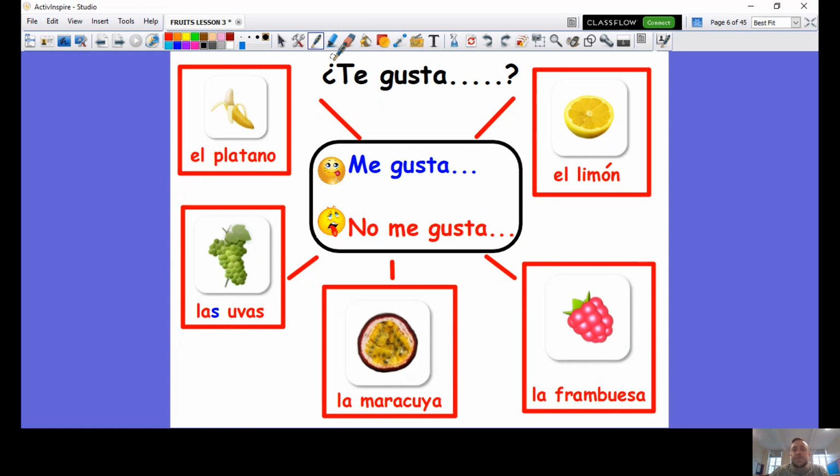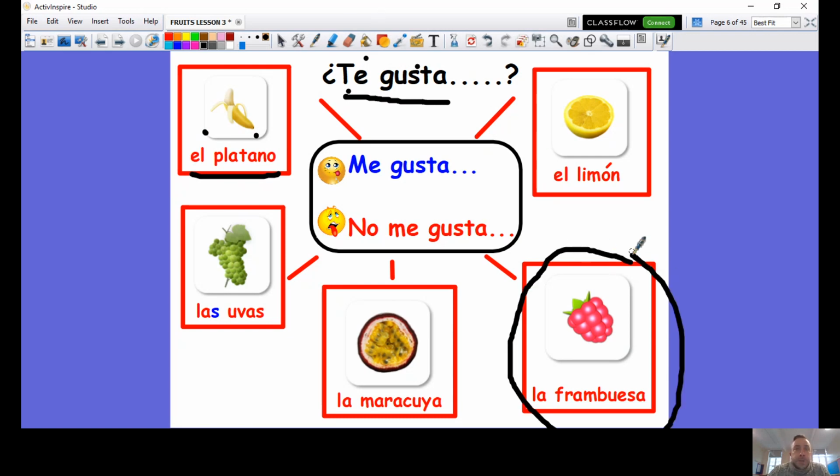Your turn. I want you to ask me in Spanish, do you like bananas, Mr. Bell? Your question will be, ¿te gusta el plátano? Get your question ready for Mr. Bell. 3, 2, 1. Me gusta el plátano. Well done. Ask me one more question about raspberries. Say to me, ¿te gusta la frambuesa? 3, 2, 1. Me gusta la frambuesa. Muy bien.